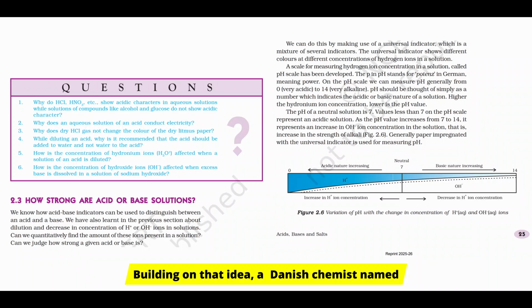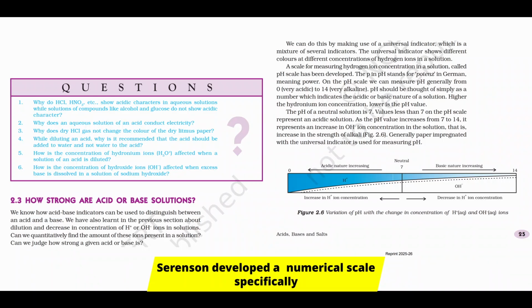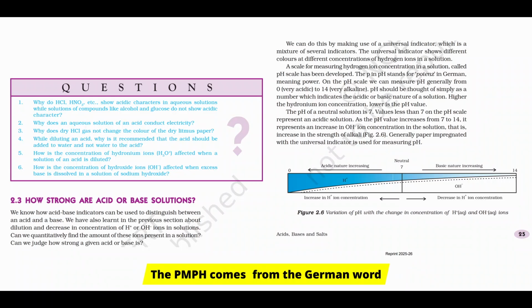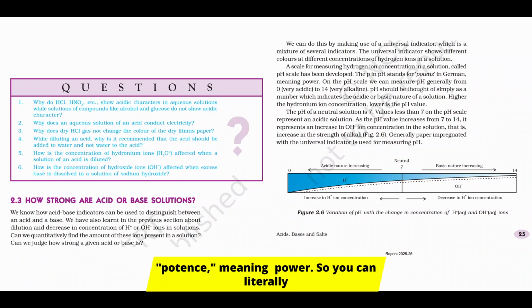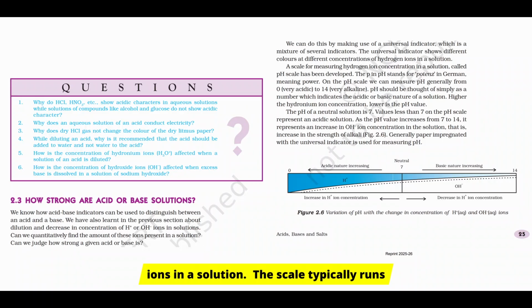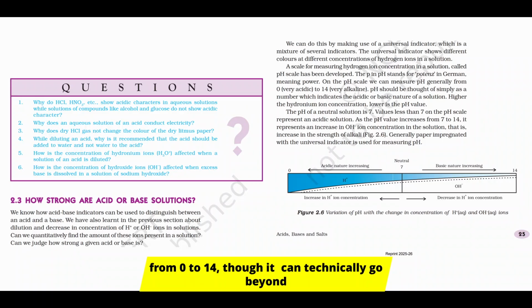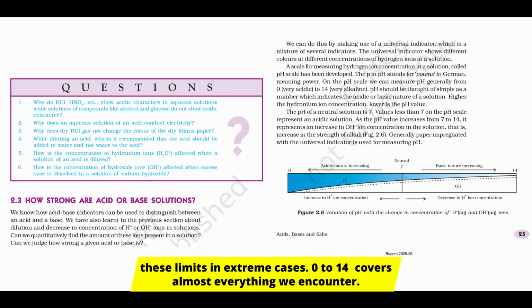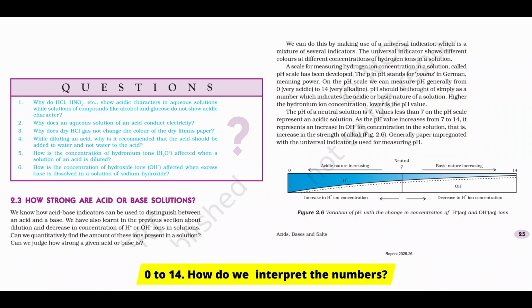Building on that idea, a Danish chemist named Sørensen developed a numerical scale specifically for measuring hydrogen ion concentration, the pH scale. The P in pH comes from the German word Potenz, meaning power. So you can literally think of pH as representing the power of hydrogen ions in a solution. The scale typically runs from 0 to 14, though it can technically go beyond these limits in extreme cases. 0 to 14 covers almost everything we encounter. 0 to 14, how do we interpret the numbers?